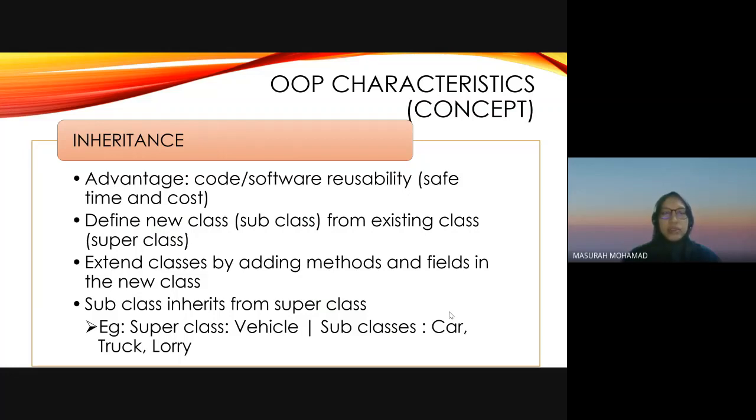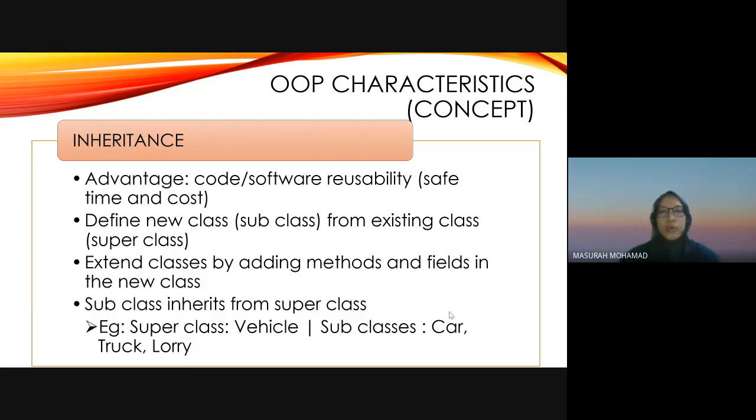When we implement inheritance in our programming code, it will provide reusability. We will save time and code. Why? If we want to reuse the code that we have written before in the same situation to solve the same problem, we reduce the time and also the cost. And when you implement inheritance, you need to define a new class from the existing class. The new class is called the subclass and the existing class is called the superclass.